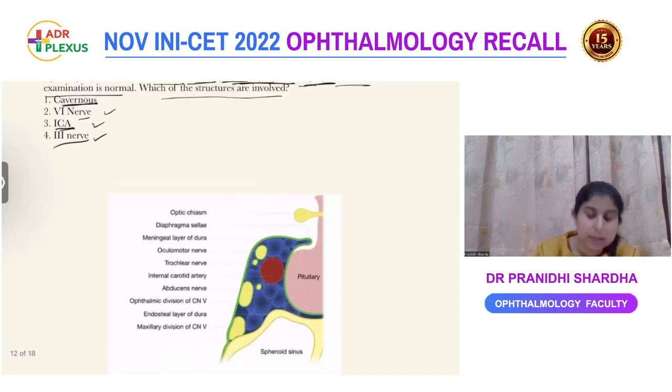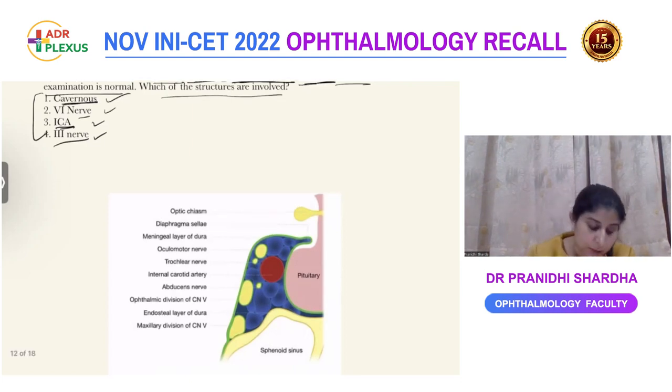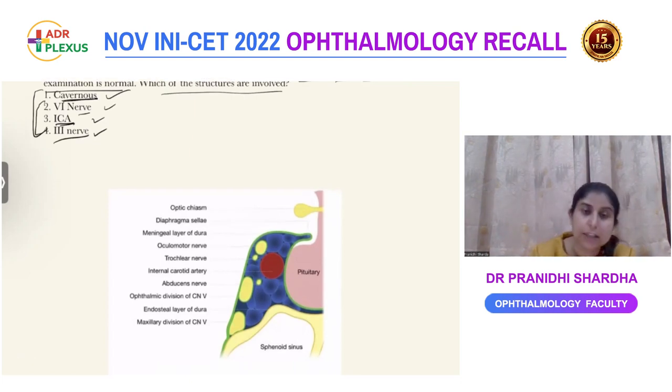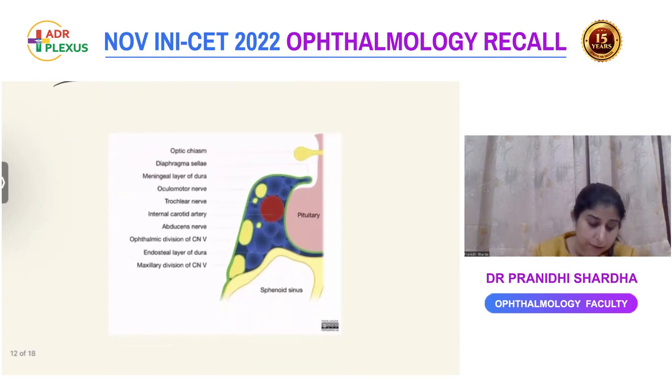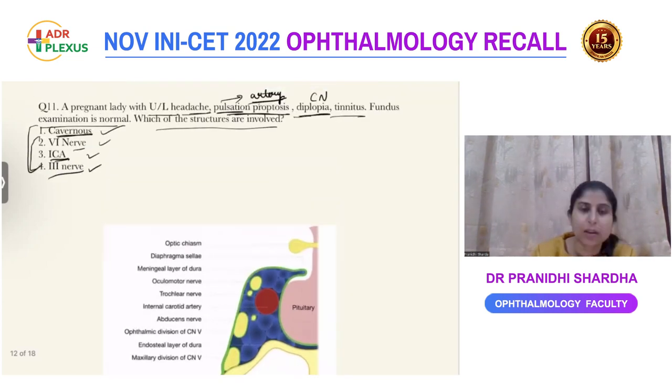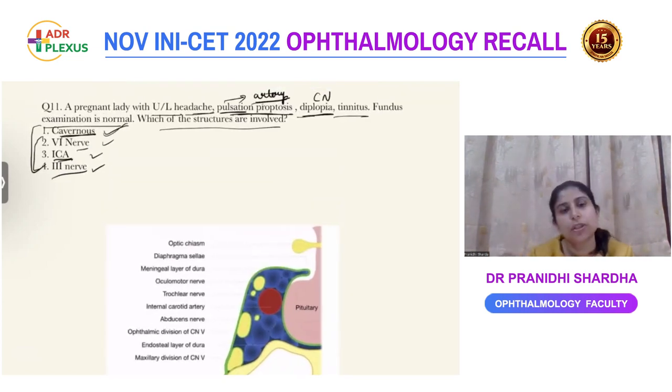If it is a multiple option question, all four options are correct. If one of the options was given as all of the above, or they were given in combination, then that option would be correct. Or if it is a multiple answer question, then all the options are correct, because all these structures are part of the cavernous sinus, and none of the options is wrong in this question. So maybe it is a multiple answer question and all of the answers are correct.